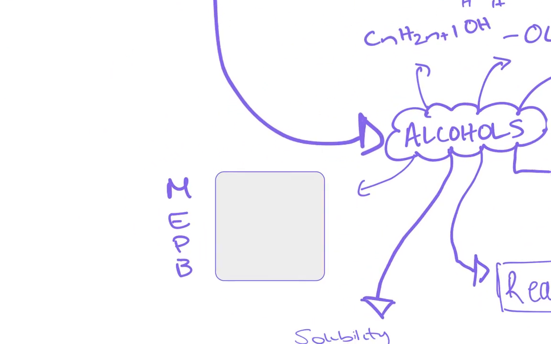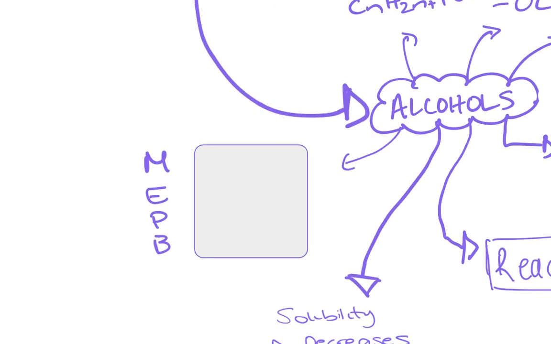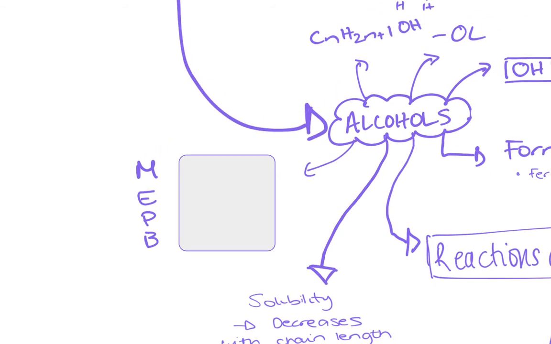Now, before we move on to some more difficult chemistry, what I'd like to do is have a go at writing the formulas for alcohols. So what I want you to do now is pause the video, look at what I've got up here as your general formula for alcohols, what you know about what the M, E, P, and B stand for, and have a go at writing those formulas.